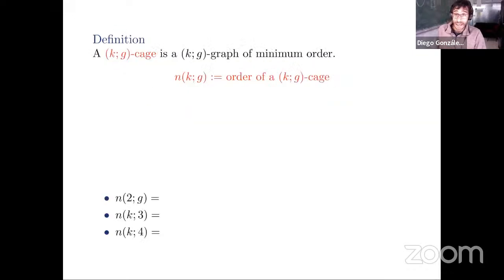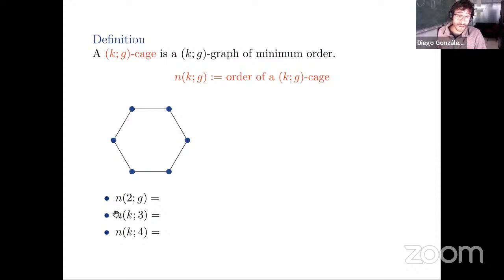So now we can define (k,g) cages. This definition is due to Tutte in 47. A (k,g) cage is just a (k,g) graph with the minimum possible order. Throughout this talk, I'm going to use n(k,g) to denote the order of a (k,g) cage. So let's try to figure out what the simplest cages are. We want to find a (2,g) cage, that is a 2-regular graph with girth g and the smallest number of vertices. It's not difficult to see that (2,g) cages are just the cycles of length g.